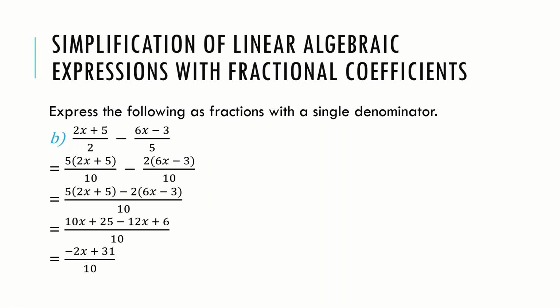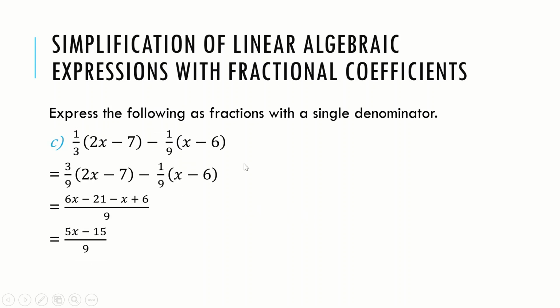Okay, next part B. So now it is minus, but it's still the same. Make the denominator the same by multiplying by 5 for this expression, and for this expression it will be multiplied by 2, so that the denominator will be 10. And then you simplify the numerator. Remember negative 2 multiplied by 6x will be negative 12x, and negative 2 multiplied by negative 3 will be plus 6. That's the important thing you have to take note of when you are expanding your algebraic expression. So when you're simplifying, just put the similar variables together, and check again, make sure you don't make any unnecessary careless mistake, and you get negative 2x plus 31 out of 10. So you can't simplify anymore, so you just leave it as such.